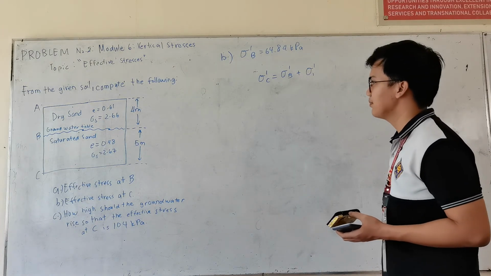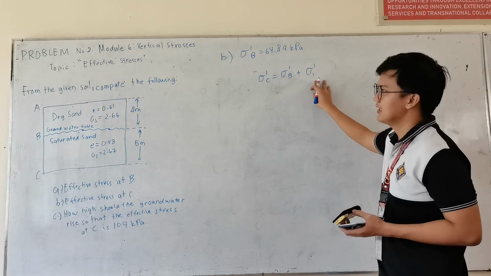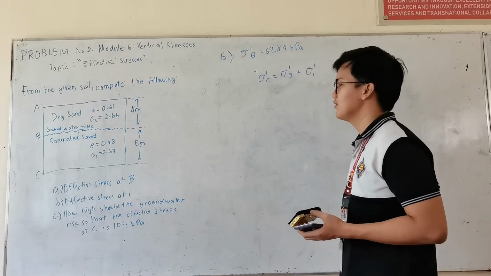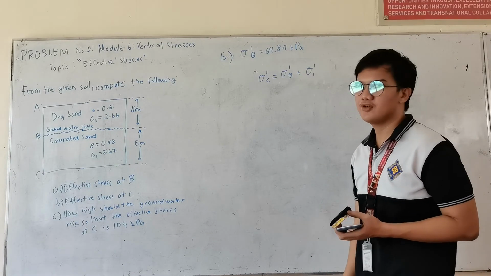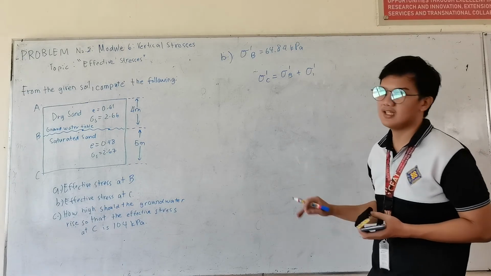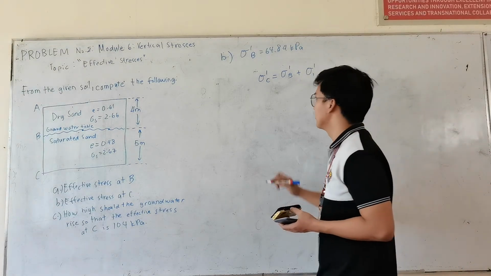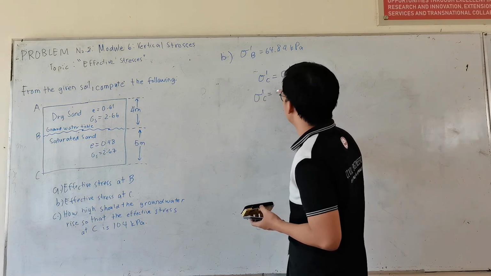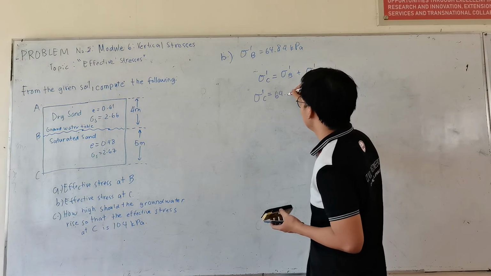So, para mahanap po natin ang effective stress dito sa pinakababang layer, kung mapapansin po natin sa ating soil profile, saturated sand siya. So, pwede po natin mahanap yung unit weight gamit yung Y submerged is equals to Y saturated minus the unit weight of water. So ang effective stress natin sa point B is 64.84.